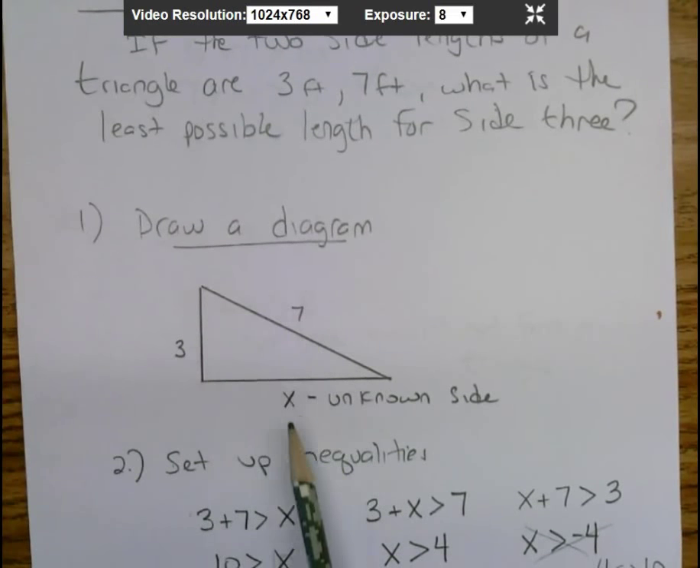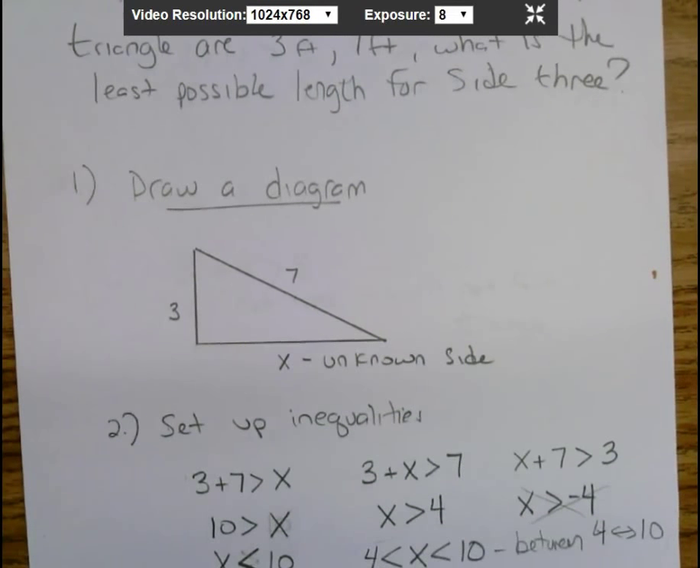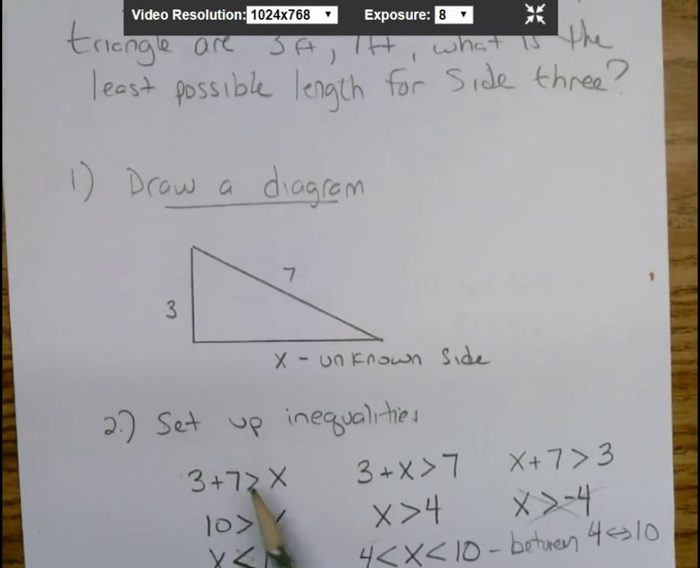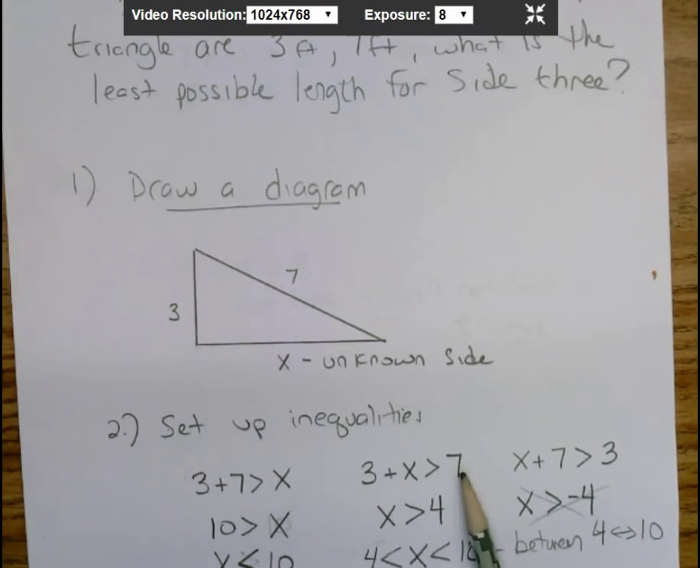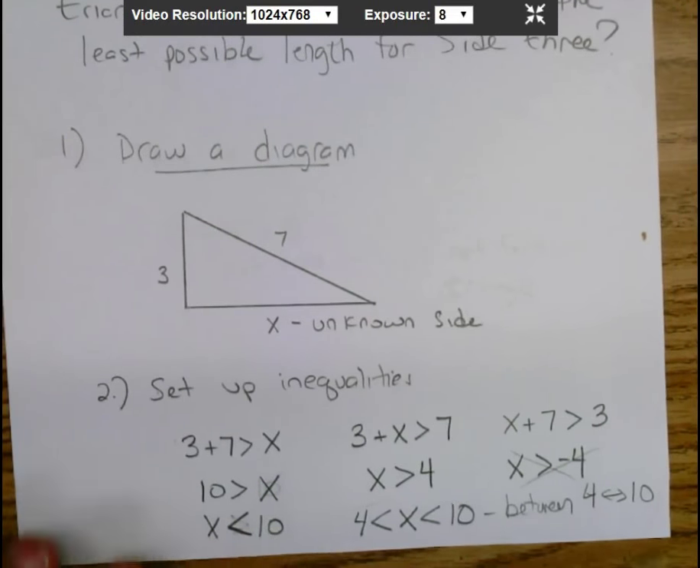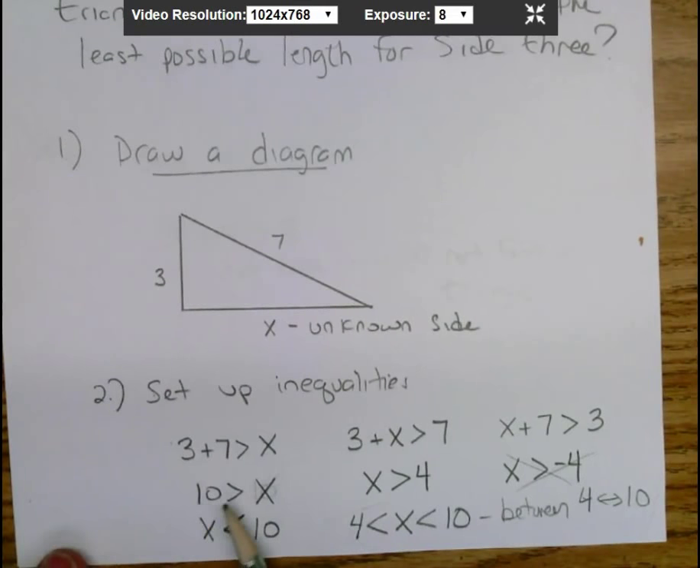Okay, so I did that. I got 3 and 7, and x is the unknown side. This helps me form my possible inequalities. So I set up the inequalities with what I have. Here I have these two sides, 3 plus 7 is greater than x. Then the other one is 3 plus x is greater than 7. And then x plus 7 is greater than 3. Then I solve these like inequalities, and I end up with 10 is greater than x. I'm going to make that into x is less than 10.